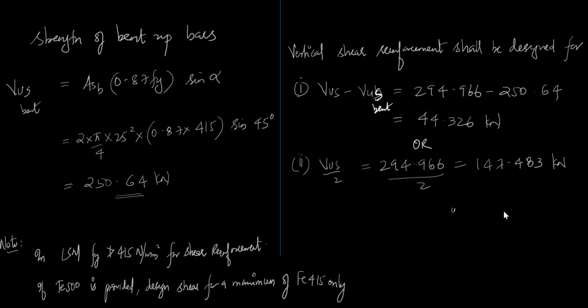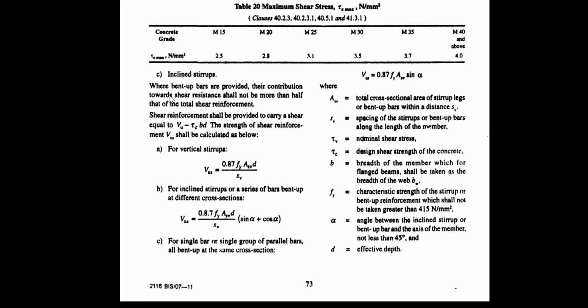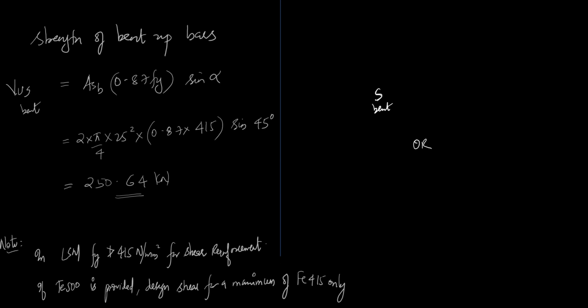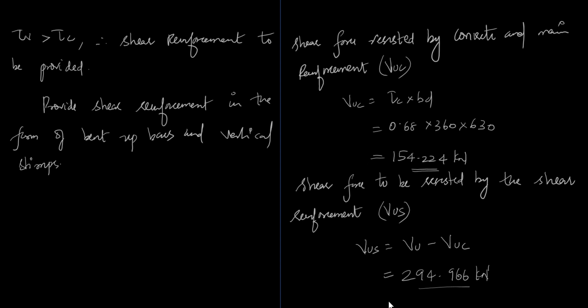That is, you can see in your code, where bend-up bars are provided, their contribution towards shear reinforcement resistance shall not be more than half the total shear reinforcement. That is, you have the total shear reinforcement required as 294.966. So when you are providing bend-up bars, you should not use them for more than half of this. That is, minimum half of this should be taken by your shear reinforcement, that is your vertical stirrups.